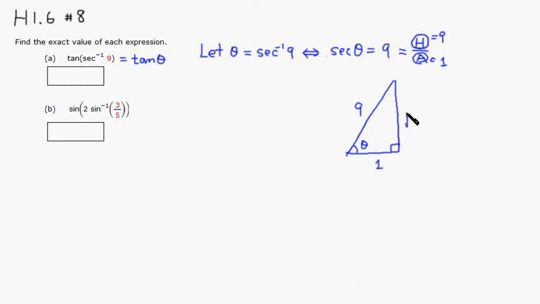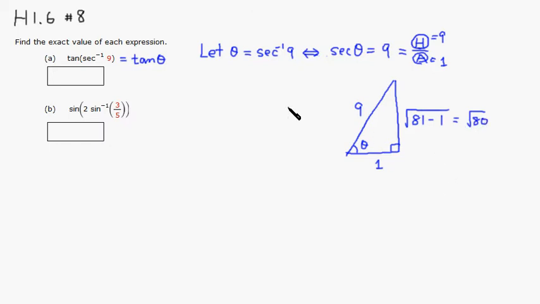So this is going to be the square root of 9 squared, which is 81, minus 1 squared, which is 1. So that's the square root of 80.